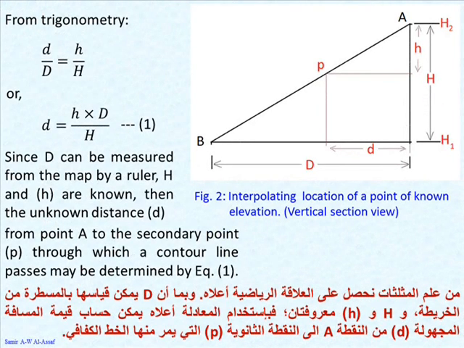From trigonometry, small d over capital D equals small h over capital H, or small d equals small h times capital D over capital H. Now, since capital D can be measured from the map by a ruler, and capital H and small h are known, then the unknown distance small d from point A to the secondary point P through which the contour line passes may be determined by equation 1.